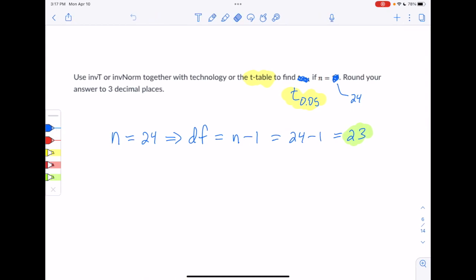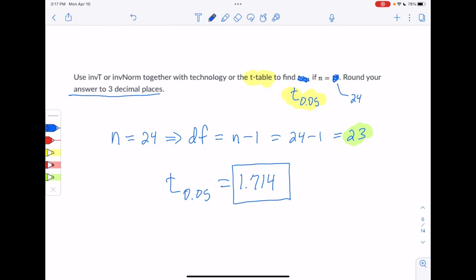So jumping back, t of 0.05 is going to be 1.714. And that's the value that we're going to enter into active learning. Notice they say to round our answer to 3 decimal places. That's a decision we'd have to make if we were using technology, but when we're using the table, it's going to automatically come to us with the number of decimal places we need. So I think that's better.